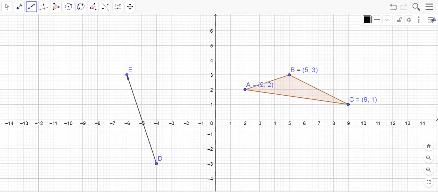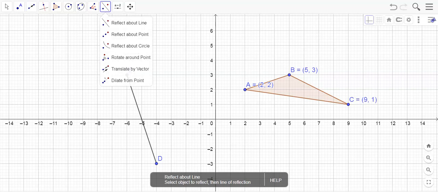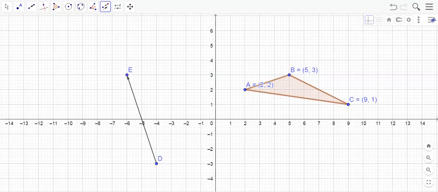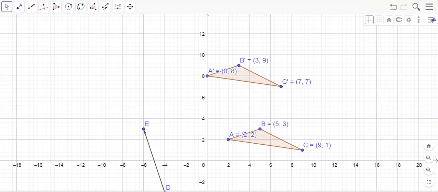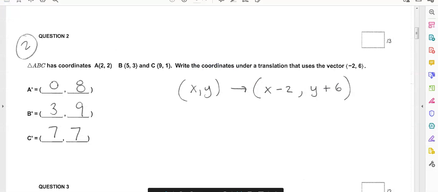And now I can just go ahead and move that shape. I can translate it. I want to translate this shape by this vector. And it flew off my screen a little bit, so I got to yank the screen down. And it looks like I have some new coordinates. Hopefully these match up. 0, 8, 3, 9. Let's just see. 0, 8, 3, 9. Yep, looks good.